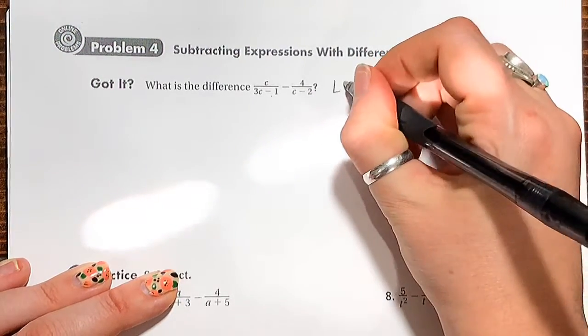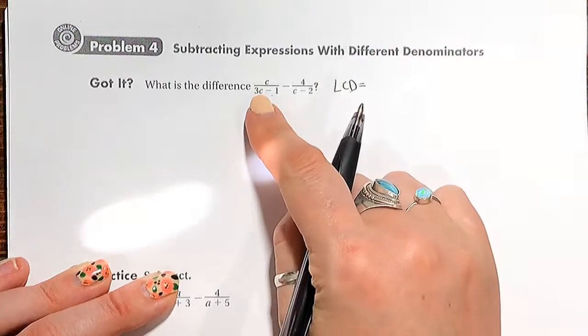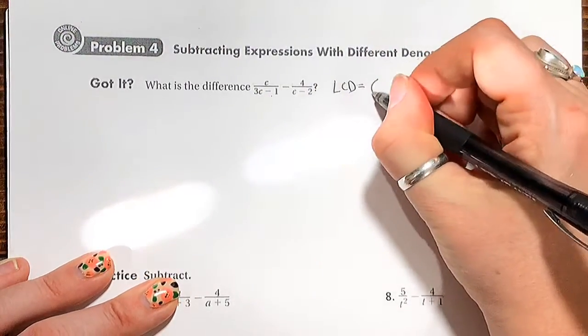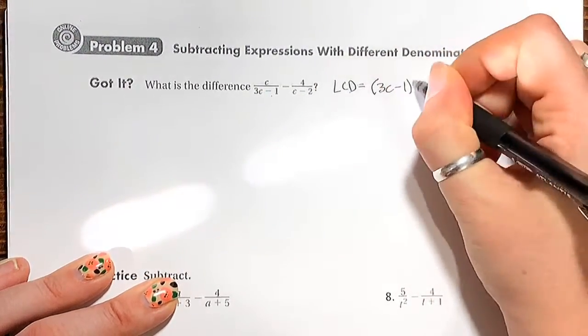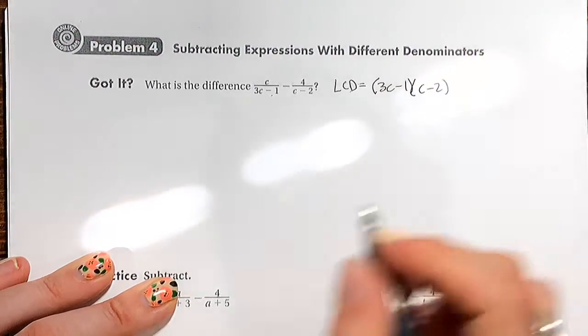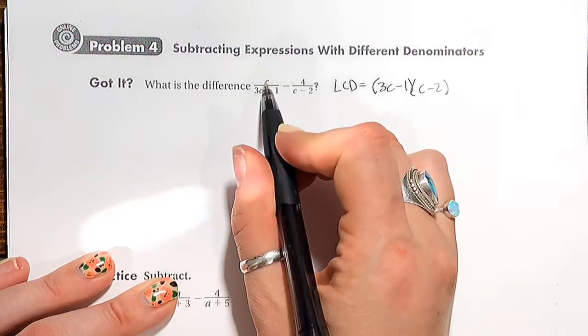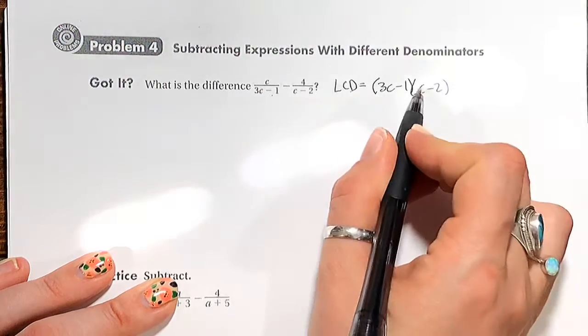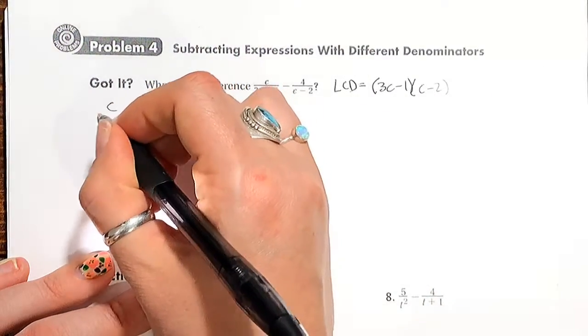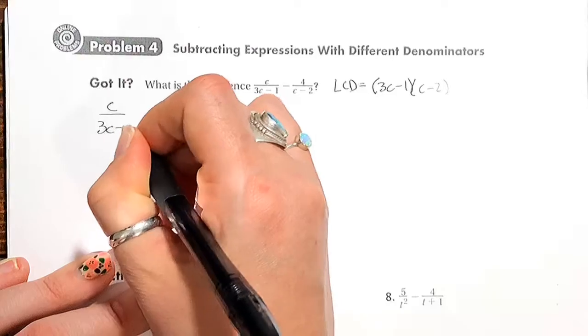So again, the LCD on these is almost easier because you're just going to take this bottom and times it by that bottom. You have 3c minus 1 times c minus 2. And then whatever piece you're missing from this fraction, you're going to times it with the other piece. So c over 3c minus 1.